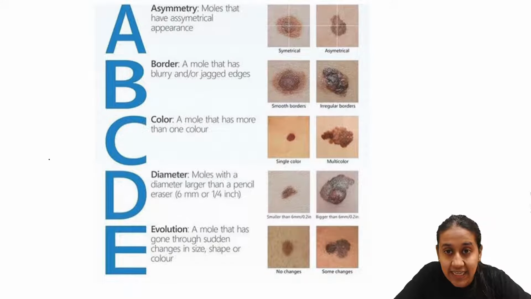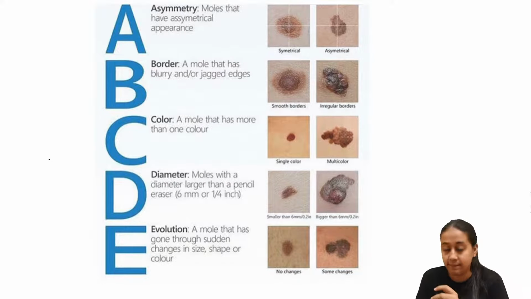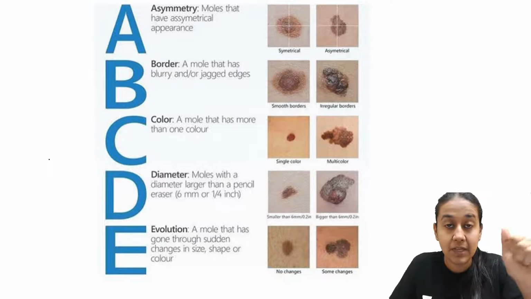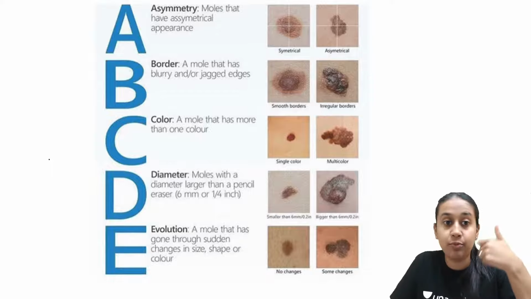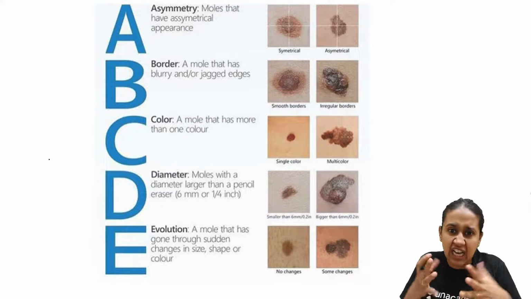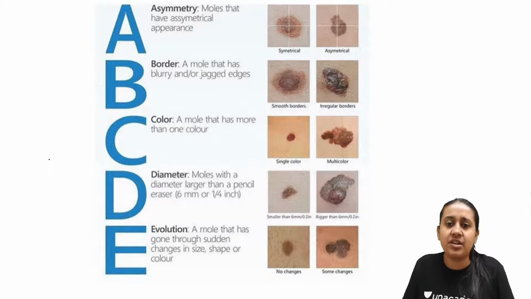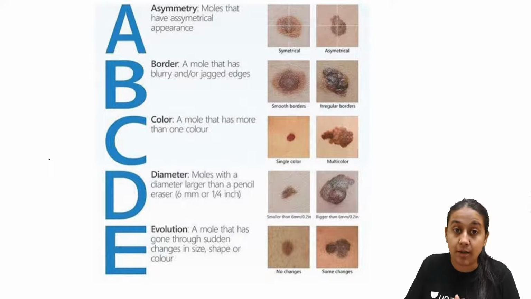What is the A, B, C, D, E criteria? First of all, what is melanoma? Whenever you have abnormal proliferation of melanocytes, they give rise to an abnormal structure which is asymmetrical, with irregular border and difference in color, known as malignant melanoma.